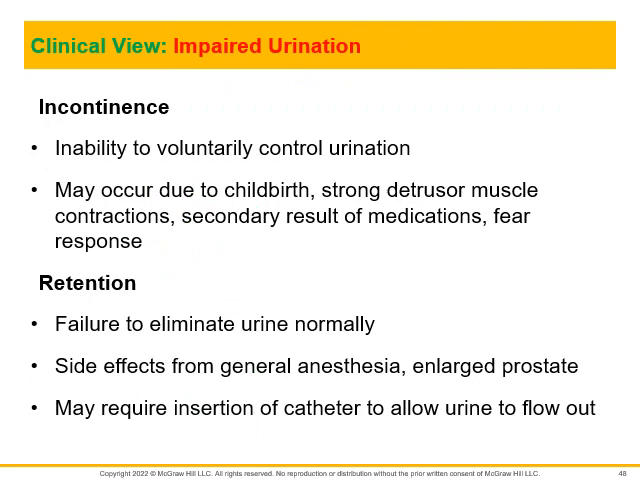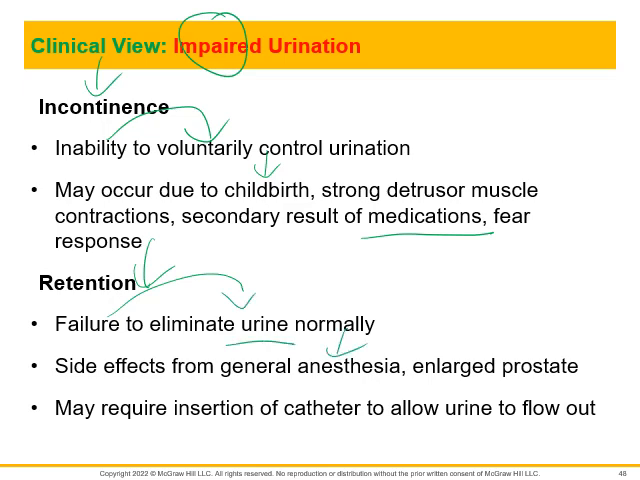Last slide here, we can talk about impaired urination. So incontinence, you're unable to control urination. So imagine childbirth, pressure, the weight of the fetus. It could have damaged the urethra. It could have damaged internal, external urethral sphincters. Could be the result of medications. Retention, failure to eliminate urine. So we talked about general anesthesia. Sometimes you have to go, but you can't go. You have to kind of wait for those nerve messages, both autonomic and somatic, to kind of catch up to those sphincters to allow them to relax.